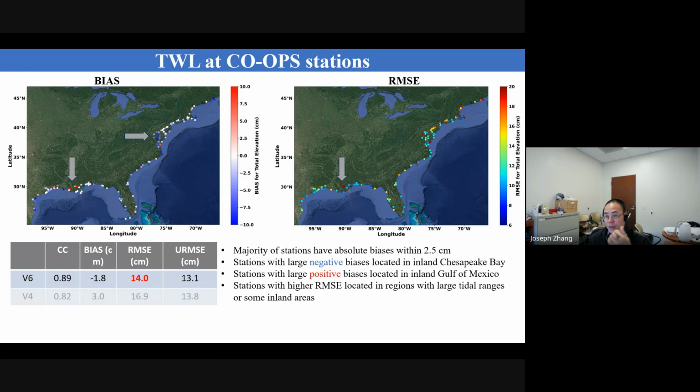We have larger ones in macro tidal regions like Gulf of Maine, which is not surprising because a little bit of phase shift can produce the larger errors. But the table on the lower left shows the improvement for just mostly from the automatic meshing methods, right? So from version 4 to version 6, you can see root mean square reduced by close to 3 centimeters, which is a lot.